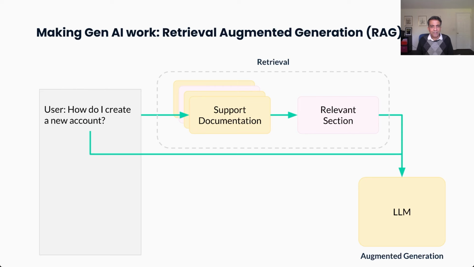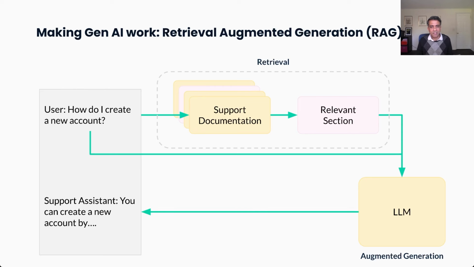You can now feed the relevant section to the LLM as part of the prompt. With RAG, GenAI can access and incorporate relevant information from external sources, such as documentation or a knowledge base. And this allows the LLM to provide more contextual and accurate responses, and frankly, responses that are helpful. Back to the question that the user asked, how do I create a new account? The LLM can retrieve the relevant section from the support documentation and incorporate that information into its response.